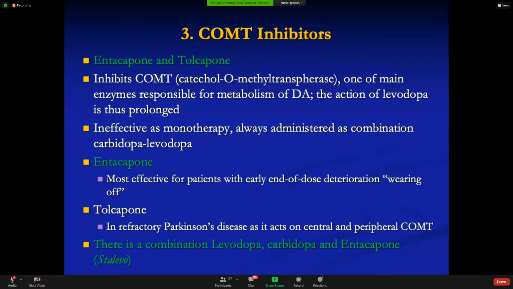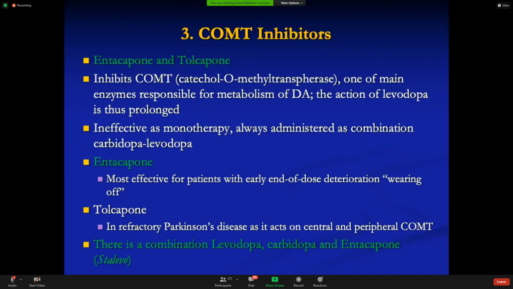The COMT inhibitors, I put for you entacapone and tolcapone. I put entacapone in green because usually I see entacapone, because there is a combination, which is Stalevo, which is levodopa, carbidopa with entacapone. So it is more important to me to remember entacapone. They inhibit COMT, which is catechol O-methyltransferase, one of the main enzymes responsible for metabolizing dopamine.